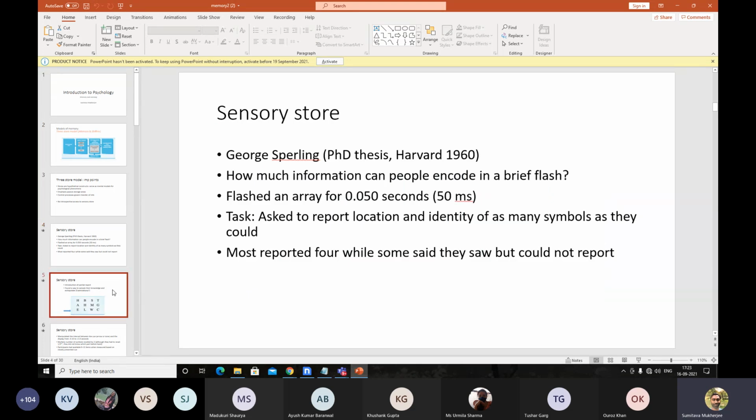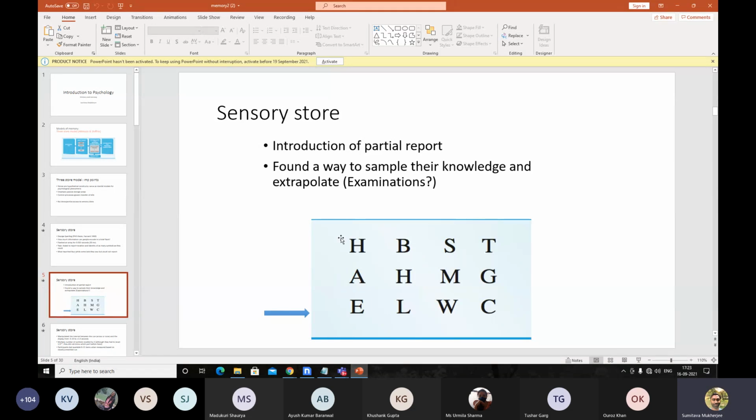Okay, so how do you do it? Let me show you an example here. They will show these kinds of random letters on the screen, and they will flash the screen for 50 milliseconds, and they will ask people to recollect which were the letters that they saw. How many letters do you think people would be able to recollect if you do this task?